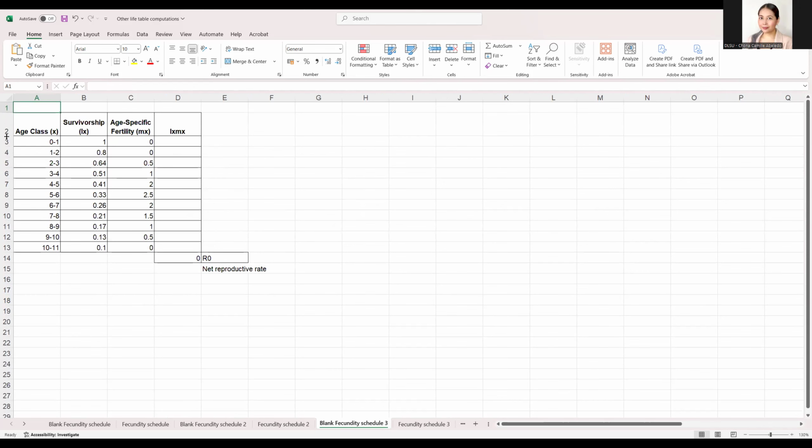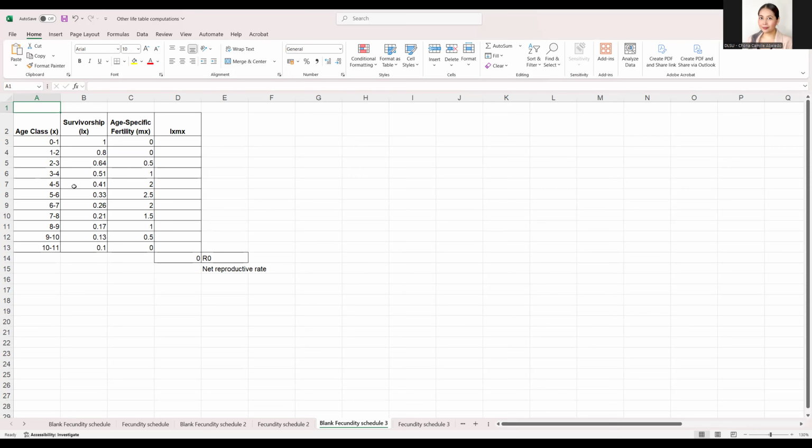So for this particular population, for age class 0 to 1, our survivorship is 1 and fertility is 0. For age class 1 to 2, our survivorship is 0.8 and age-specific fertility is 0. For age class 2 to 3, our survivorship is 0.64 and age-specific fertility is 0.5. For 3 to 4, survivorship is 0.51 and age-specific fertility is 1.